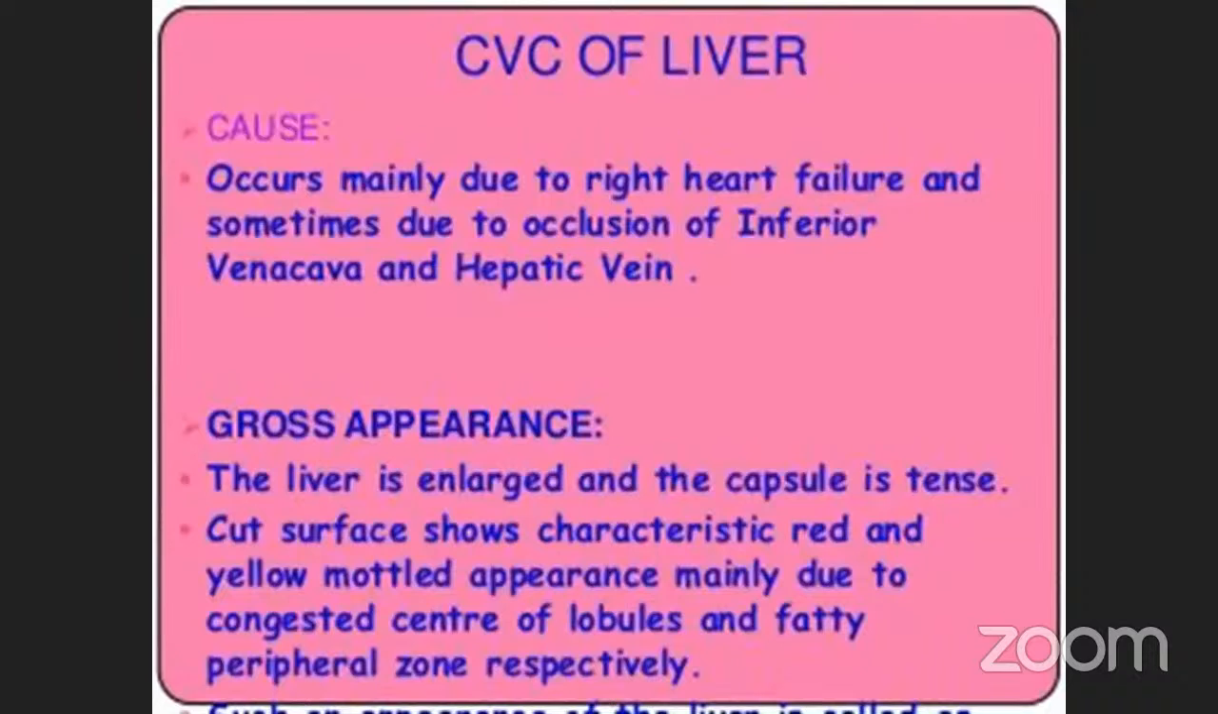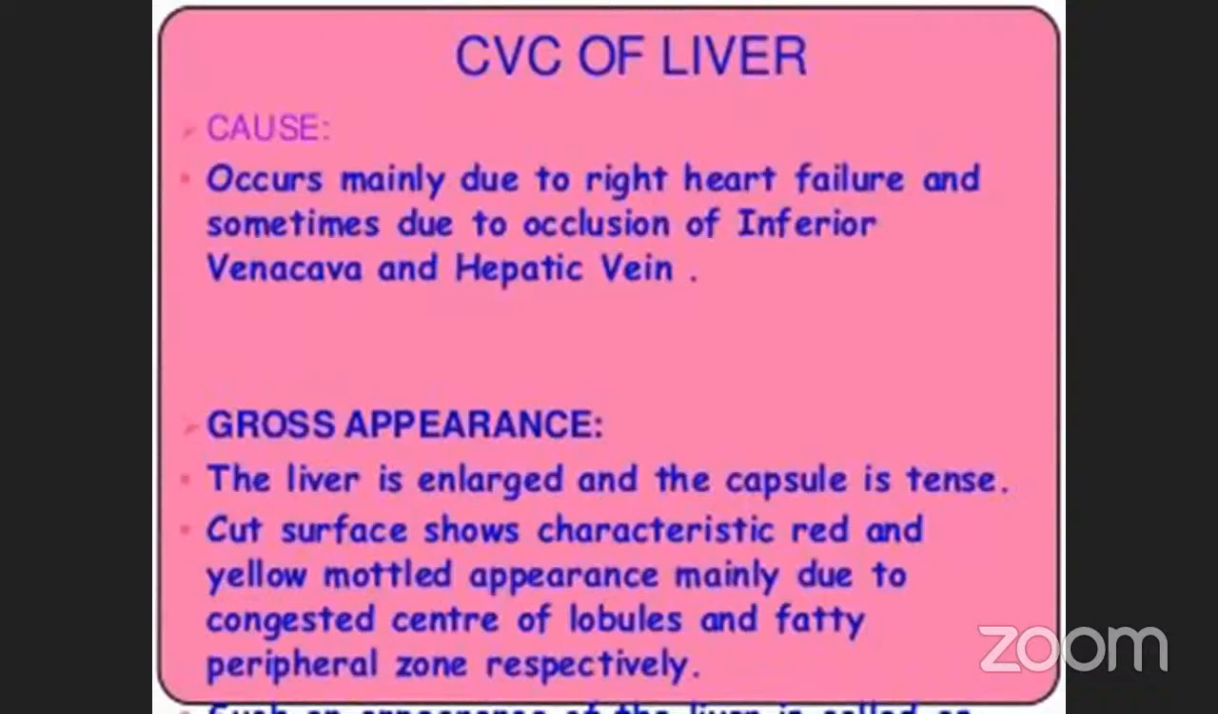So right heart failure, or some blockage in the inferior vena cava, or blockage in the hepatic vein which drains into the inferior vena cava. In such cases of right side failure, the main organ affected, where the pathology is seen, is the liver. Due to the stagnation of blood in that organ, it gets enlarged. The capsule becomes tense. The cut surface shows a characteristic red and yellow mottled appearance.